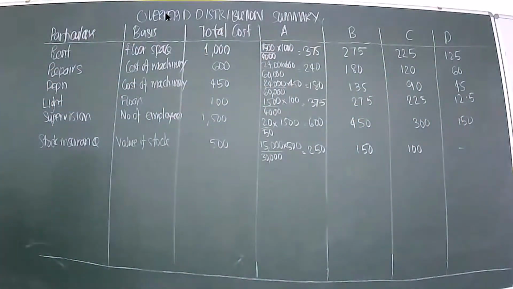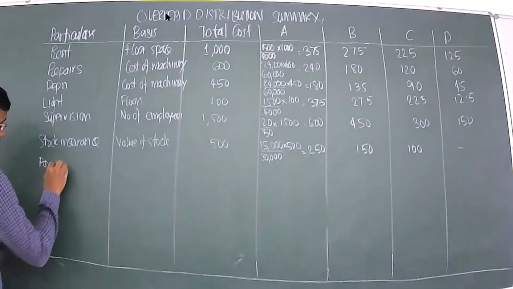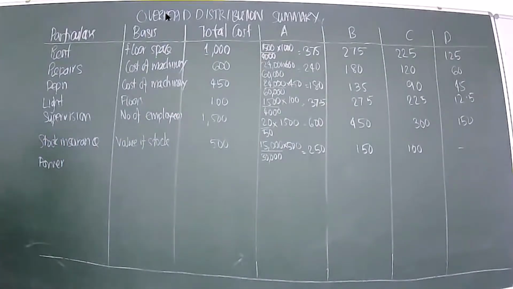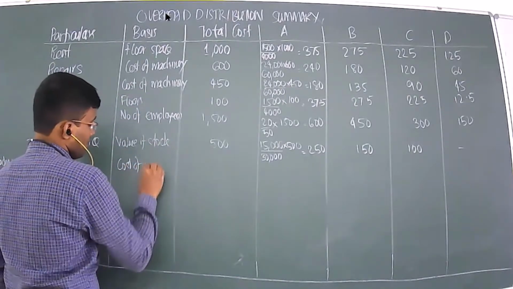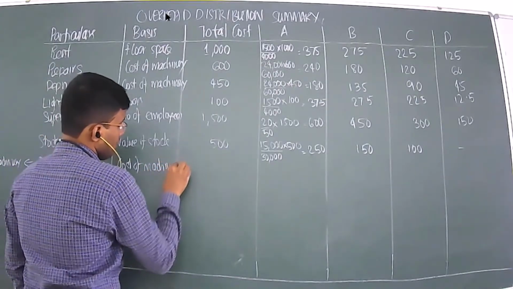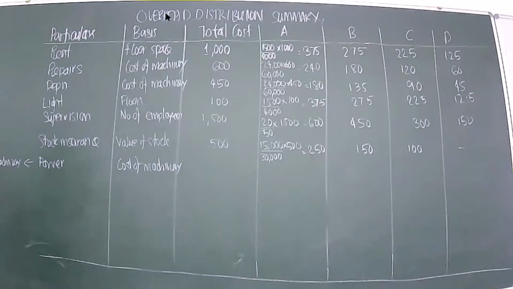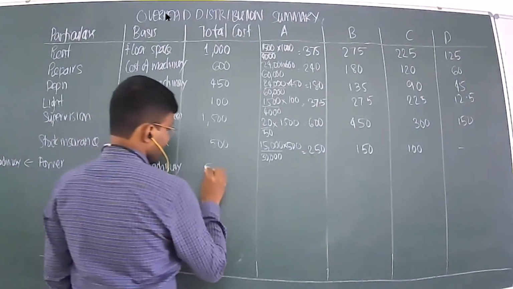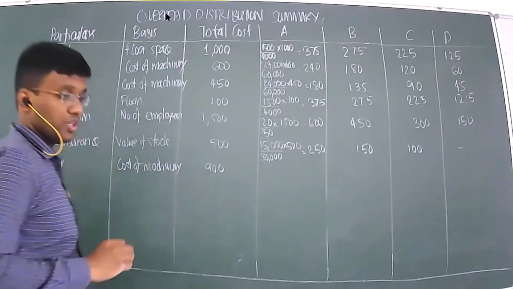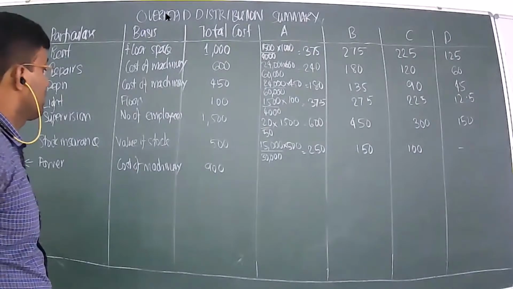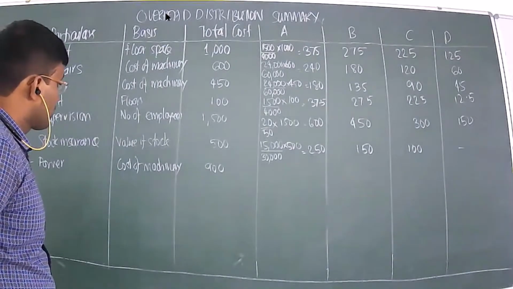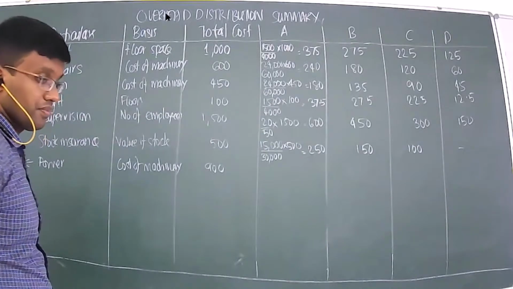Next one is power. Now, when we talk about power, power is for machinery. So the basis for apportioning this would be cost of machinery itself, and your total power cost works out to be 900. Let us apportion this together.